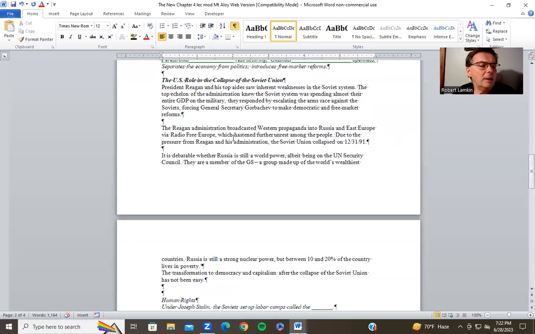Ronald Reagan enters office in 1981, and his top aides saw inherent weaknesses in the Soviet system. And here was the big thing. They knew that the Soviets were spending almost their entire gross domestic product on military. So the Reagan administration kind of escalated the arms race, and it scared people here. They're like, what are you doing? But Reagan and top lieutenants, they were doing this on purpose, forcing the Soviets to make democratic and free market reforms. In fact, when Reagan took office, not only was he doing that, but he was saying things like he was calling the Soviet Union the evil empire, the source of all evil in the world.